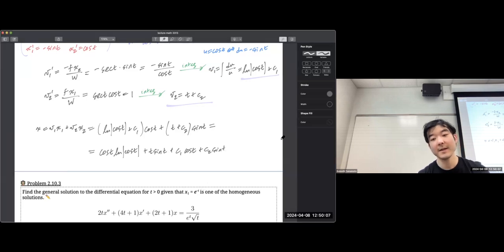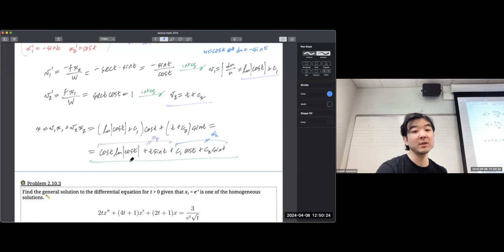So it's clear that this right here is your particular solution, and this right here is your homogeneous solution. And it's very clear that this particular solution is quite complicated. It's cosine of t times ln of the absolute value of cosine of t, plus t sine of t.